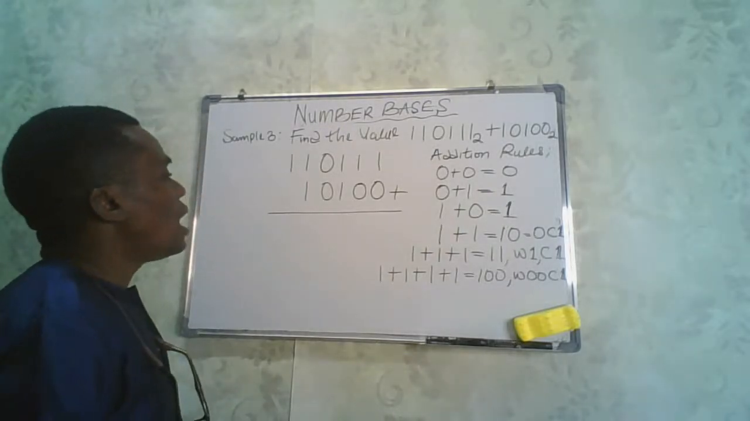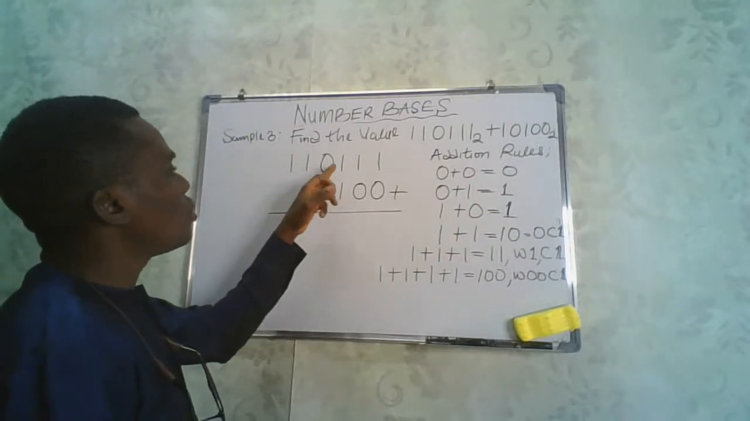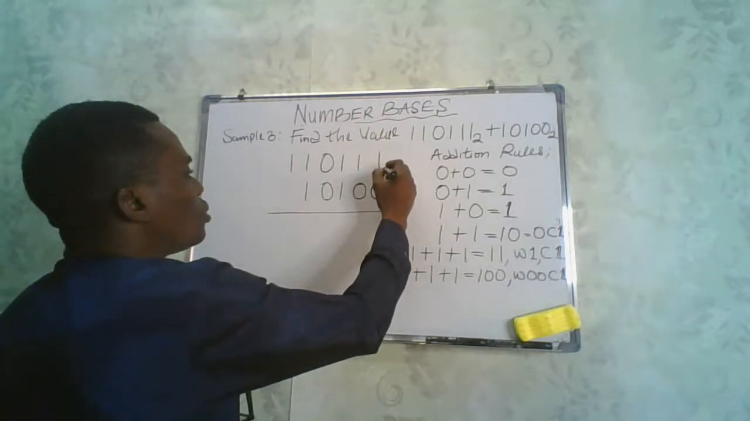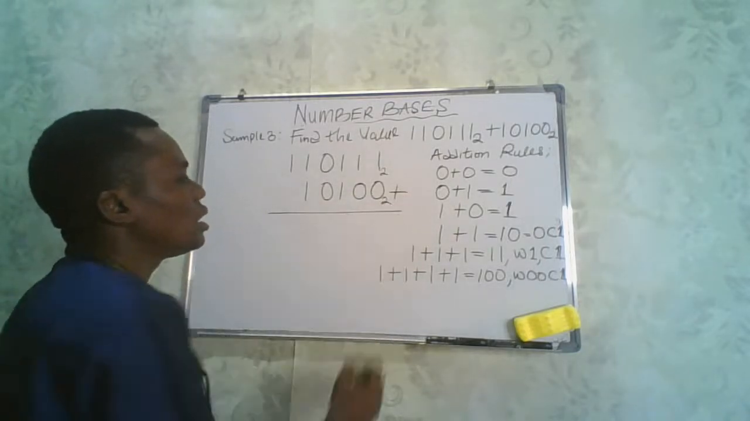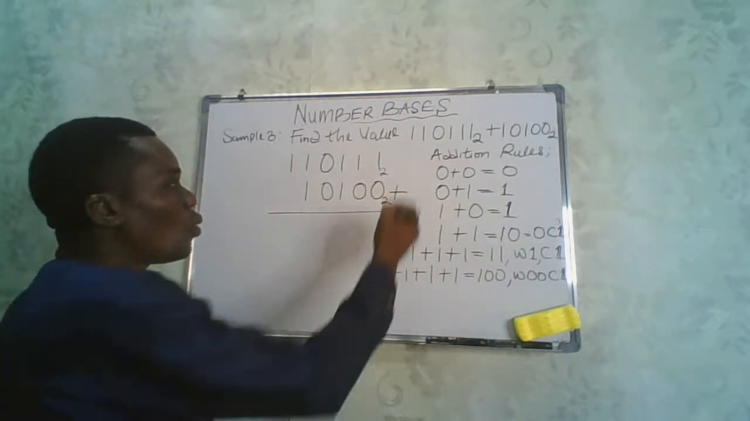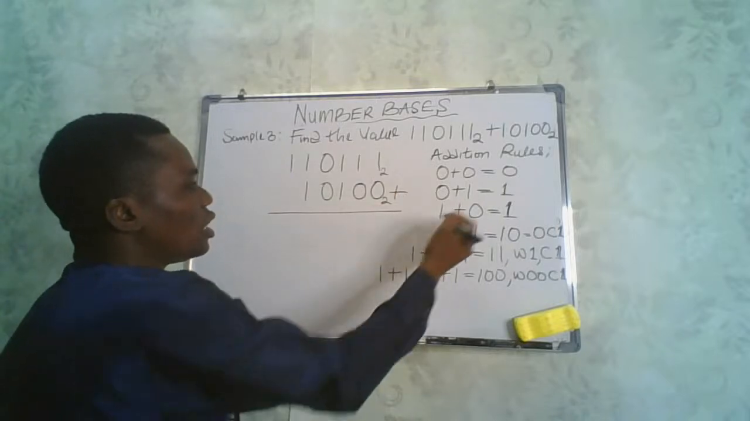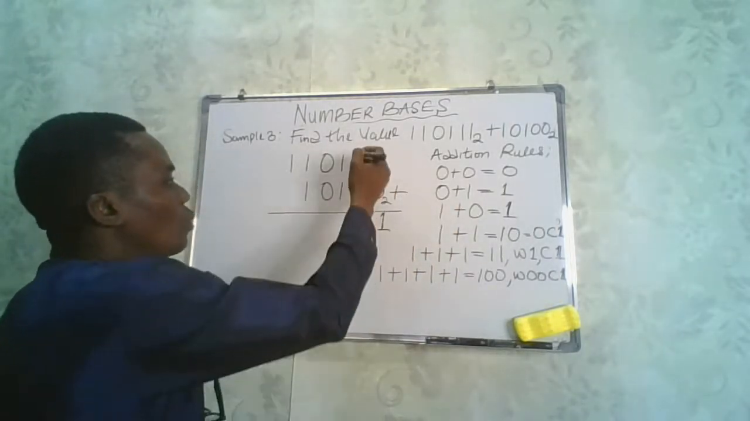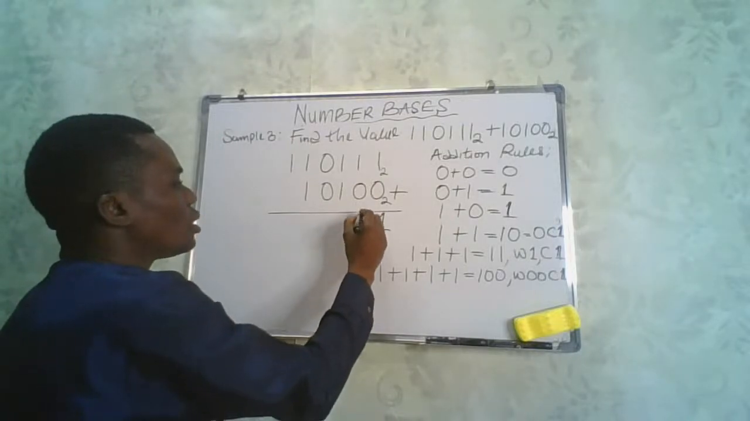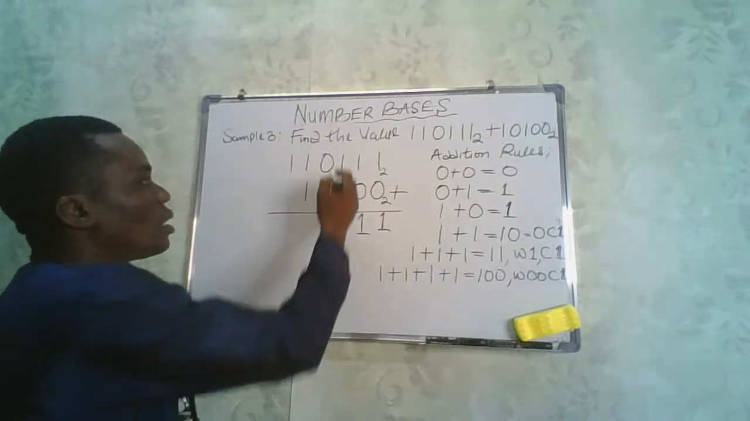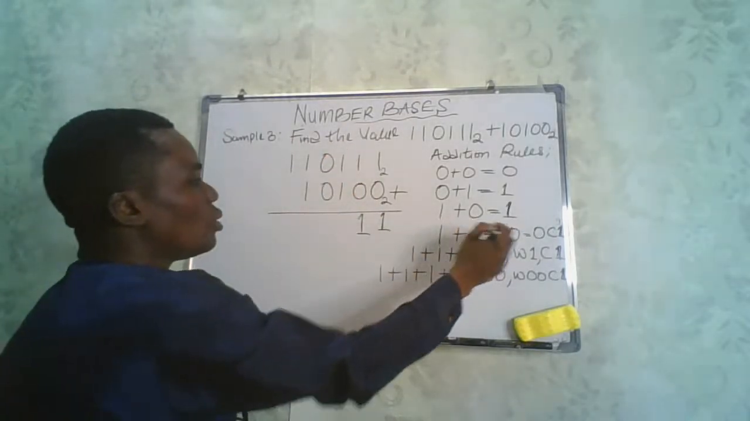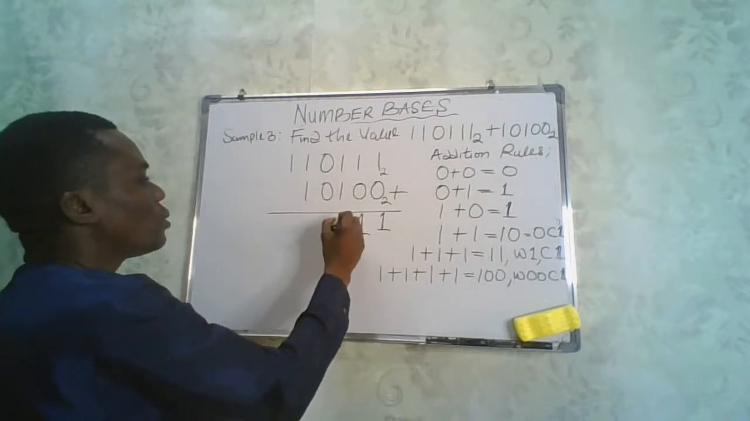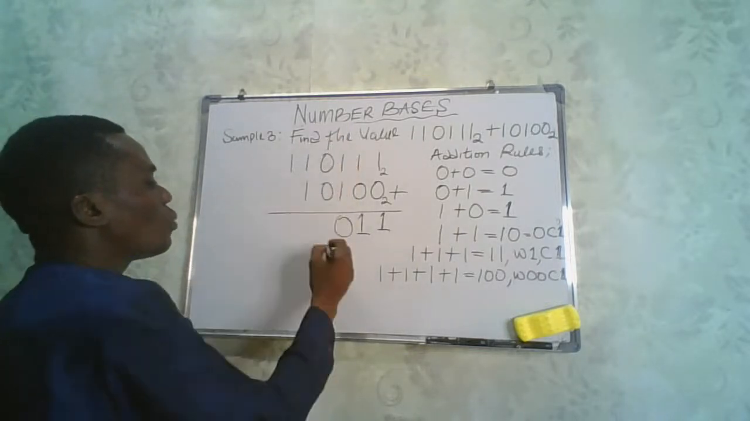They are asked to add 110111 in base 2 to this in the same base. So we have 1 plus 0, which is 1. 1 plus 0 is going to give us 1. 1 plus 1 is going to give us 10. We'll write 0 and then we'll carry 1.